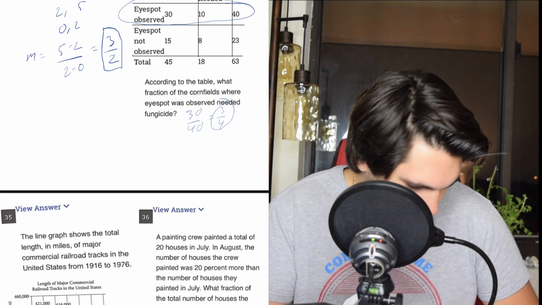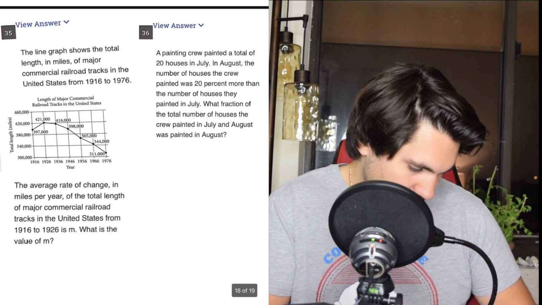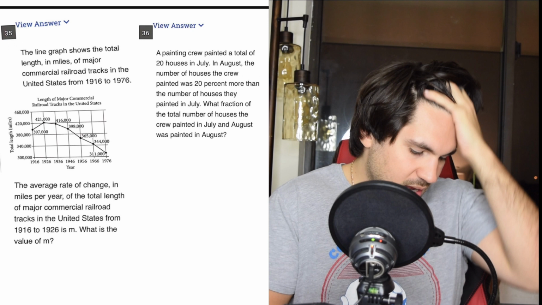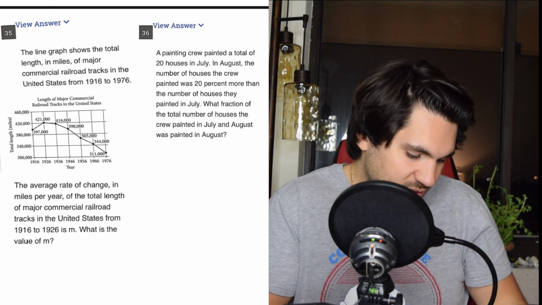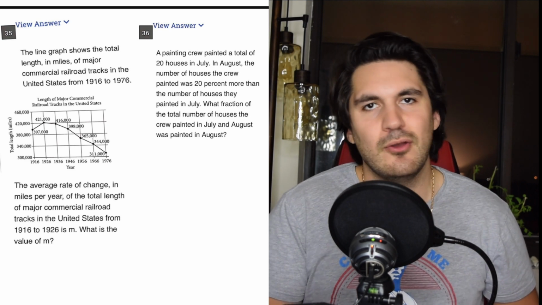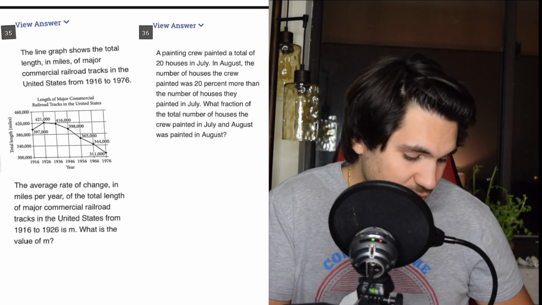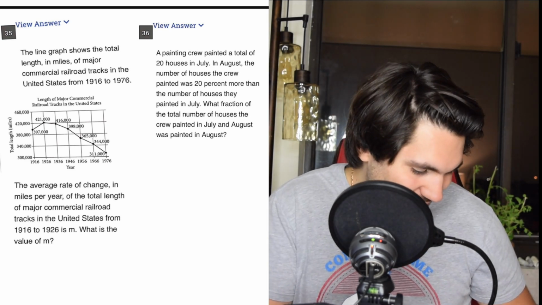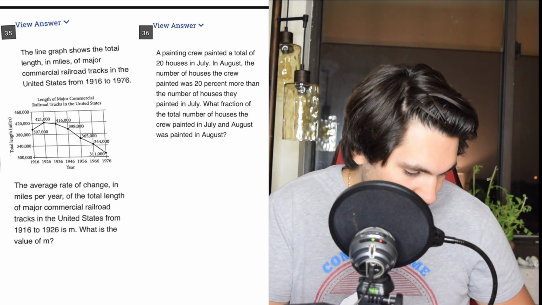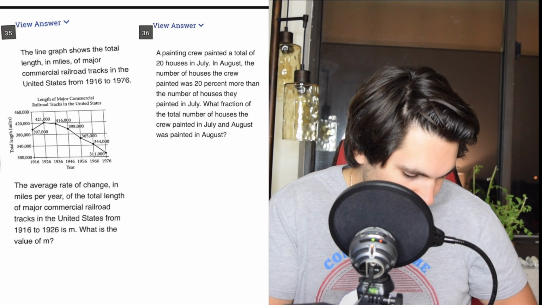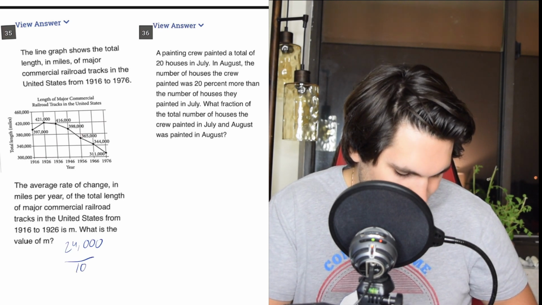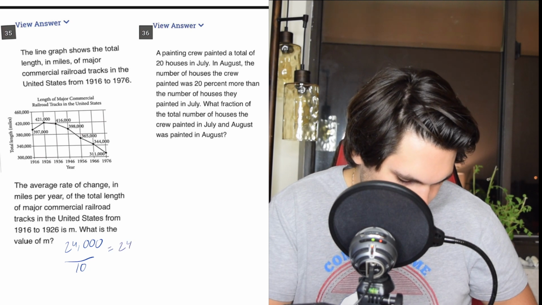Done. Number 35. The average rate of change in miles per year from 1916 to 1926 is m. What is the value of m? So average rate of change is just fancy lingo for slope. So they just want to know what the slope was from 1916 to 1926. So that's a change of 10 years. We had a change of what? 24,000. So it's 24,000 over 10. So that's simply 2,400.